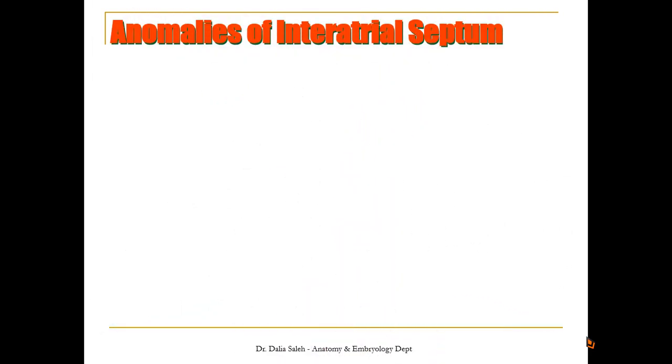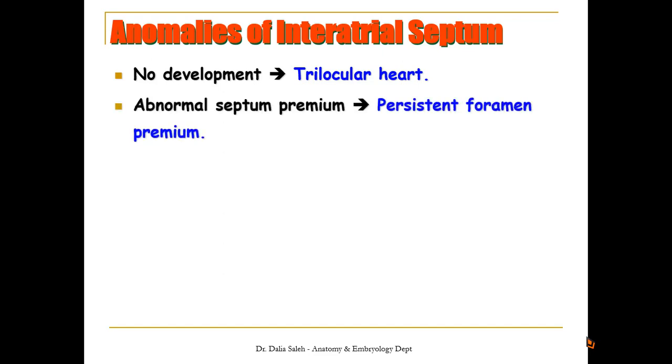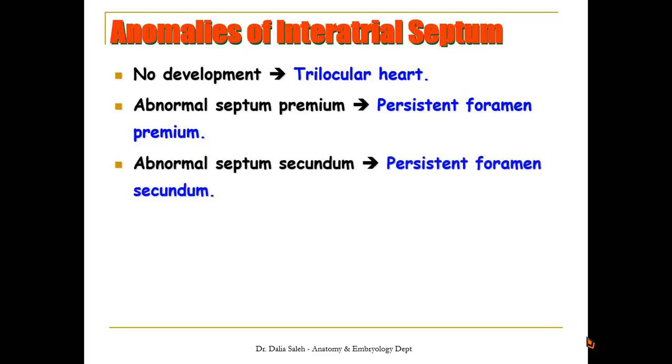Regarding the anomalies of the interatrial septum, either there is no development of the interatrial septum at all, in which case we end up with trilocular heart, or there is abnormality in formation of the septum primum, so we get persistent foramen primum, or there is abnormality in formation of the septum secundum, so we end up with a common anomaly called persistent foramen secundum, or if there is abnormality in fusion of both septum primum and secundum together, so we end up with persistent foramen ovale.